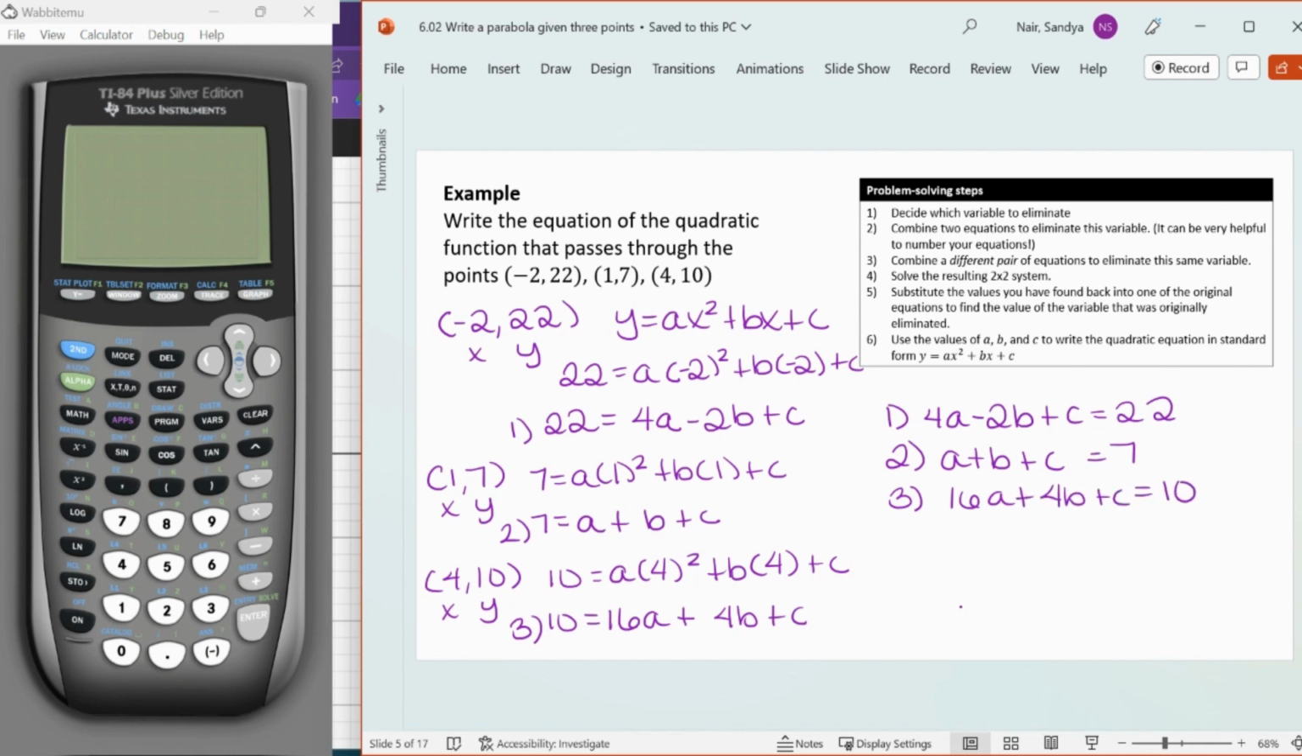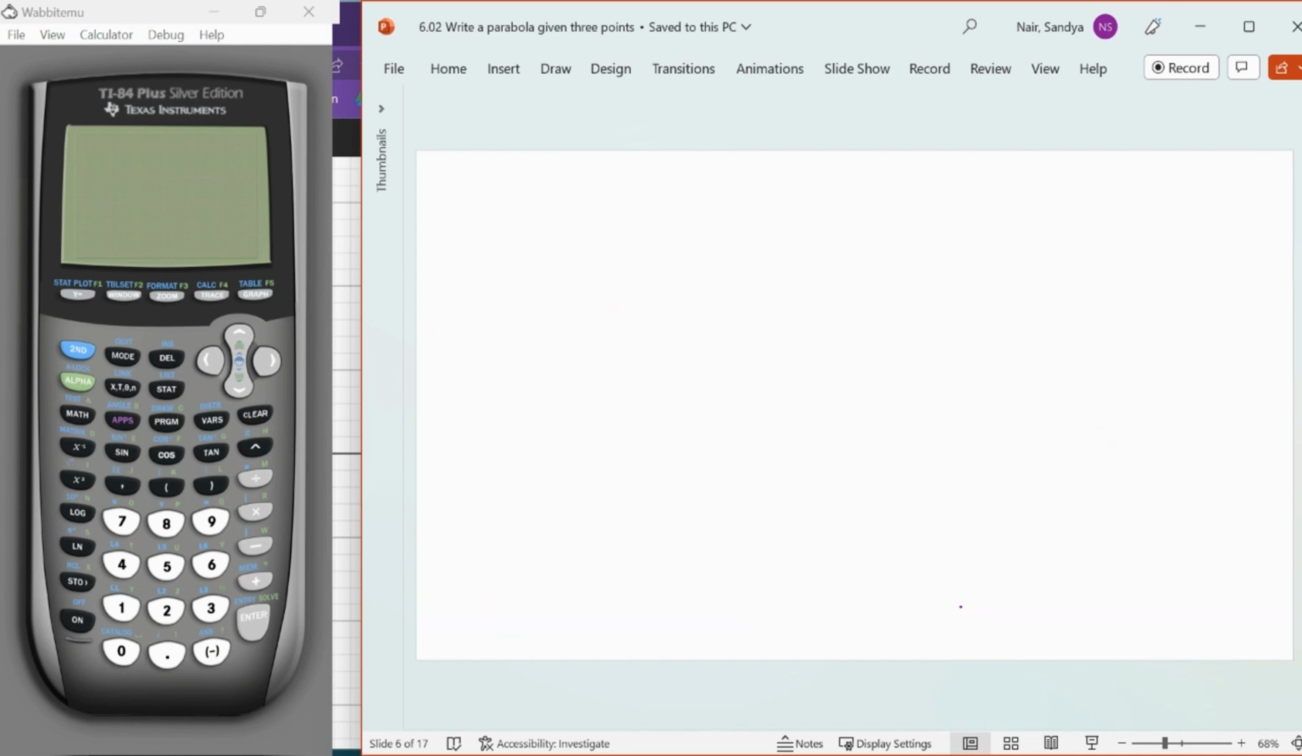If we look at all 3 of these equations, remember we need to decide which variable we're going to eliminate. I notice that every equation has a c in it, so I'm going to try to eliminate c. What I'm going to do now is compare these equations 2 at a time and then put them together so that I can cancel out c. So let's first try to combine 1 and 2, the first 2 equations. I have 4a minus 2b plus c equals 22, and then a plus b plus c equals 7.